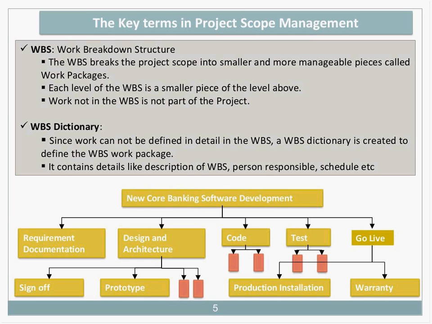Project scope: banking software development is subdivided into the 5 main deliverables of requirements documentation, design and architecture, code, test, and go live. The deliverables will be broken down further until the work package level is reached. The work package is the level that the deliverables of the WBS are broken down to.